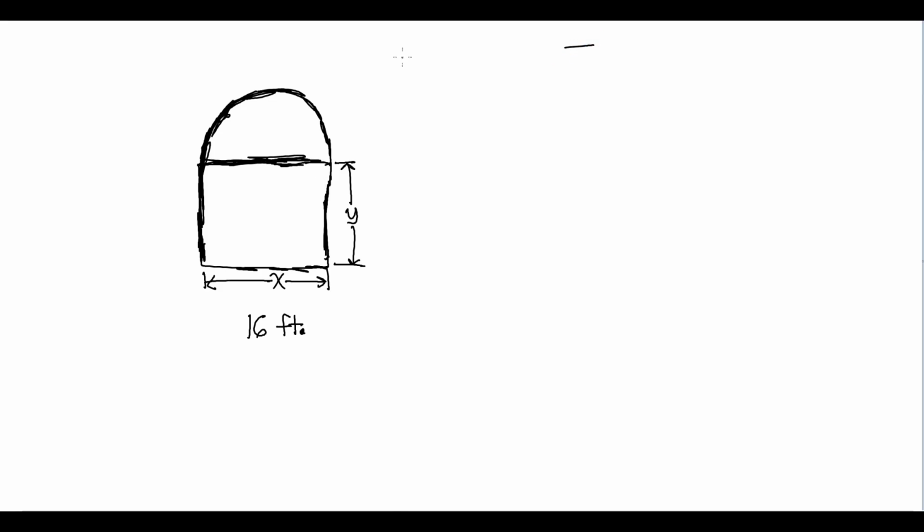So we know the perimeter, 16. So we know that 2x plus 2y plus, well, the radius of this is x over 2, since it's a semicircle right on top of it. Plus 2 pi r. So 2 pi times the radius, so pi x must equal 16. Or we could write pi plus 2 times x plus 2y equals 16.